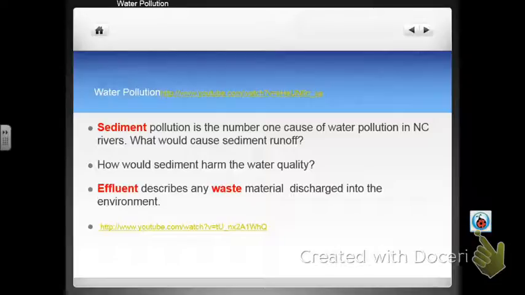water. Effluent is a term that describes any kind of waste: chemical waste, human waste, animal waste, soil waste. Anything that goes in the water is waste material, or gets discharged in the air from a smokestack. All of that is called effluent.